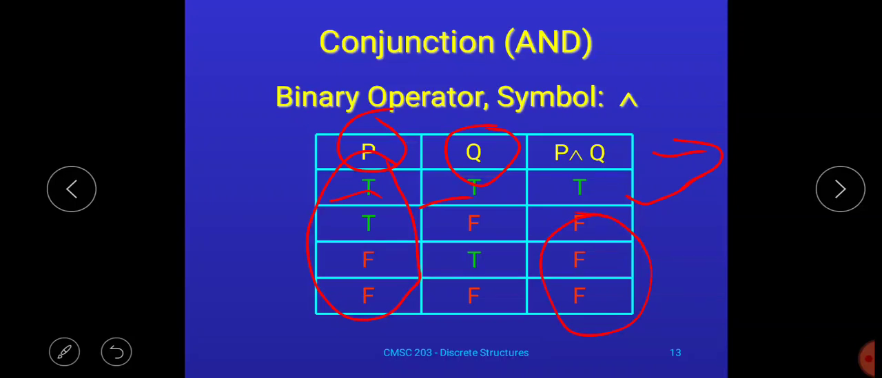The truth tables for the remaining logical connectives we will discuss in our next session. So that's all for this session.